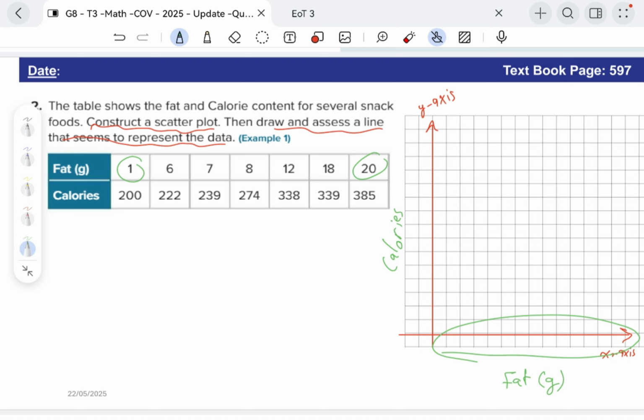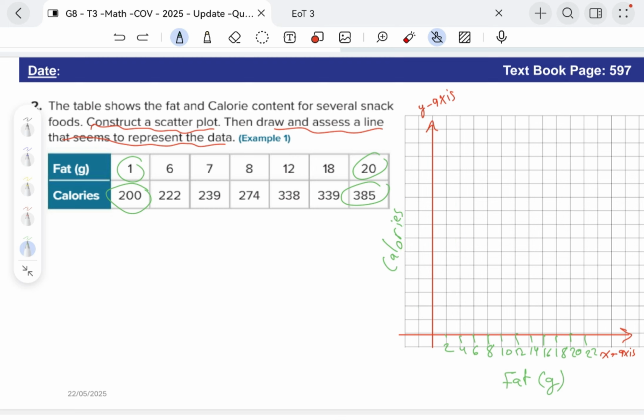I'm going to skip count of 2: 4, 6, 8, 10, 12, 14, 16, 18, and 20, 22. For the y-axis, we have values. This is the minimum, 200, and the maximum is 385. So we're going to divide this region so it's going to fit the numbers from 200 to 385.